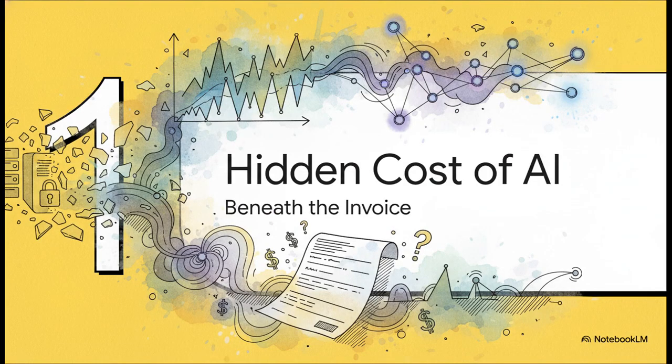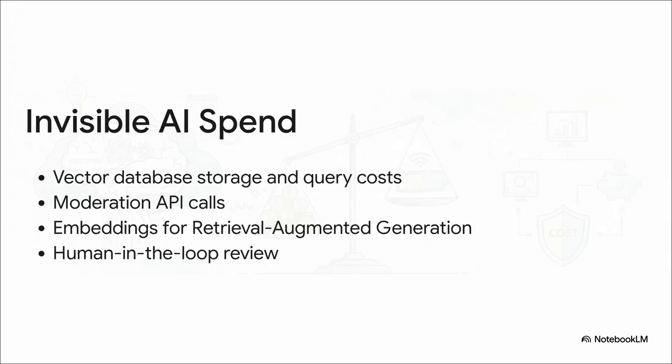All right. Section 1. The hidden cost of AI and what lies beneath the invoice. In traditional IT, budgets used to be wonderfully predictable. You'd buy server space, grab some annual software licenses, and your costs basically stayed flat month to month. Well, AI economics completely blows up those assumptions. Budget predictability is gone, entirely replaced by totally volatile usage-driven costs.